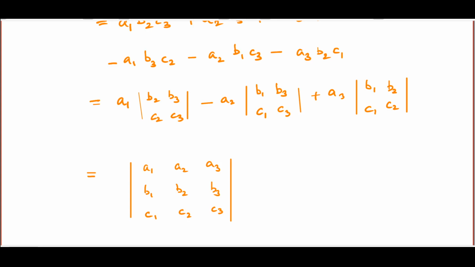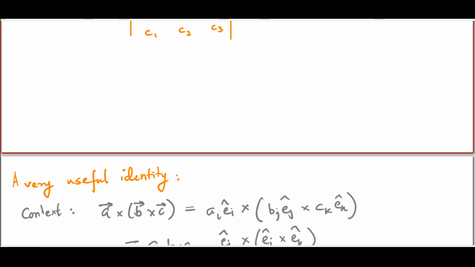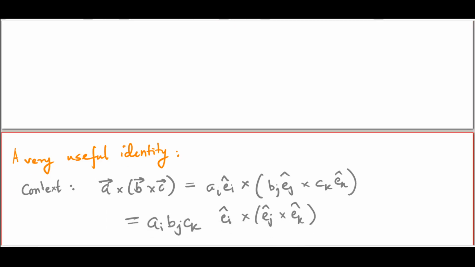But to set the context for this identity, let me just take a look at something which is very familiar to all of you. A product involving three vectors which yields a vector as a result, the so-called vector triple product A cross B cross C. And by writing out A, B and C in terms of their components, it can be easily seen that this is the same as AI, BJ, CK, EI cross EJ cross EK. Let us now forget about the vector triple product in general for the time being and take a look at this particular specific vector triple product, that of three basis vectors.